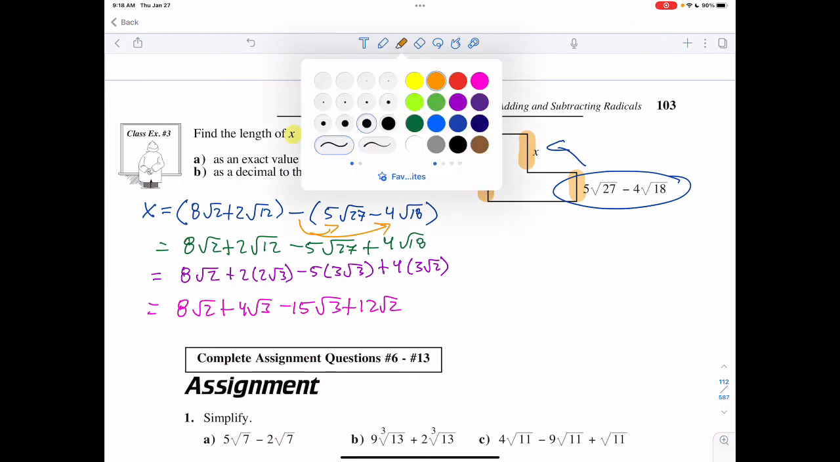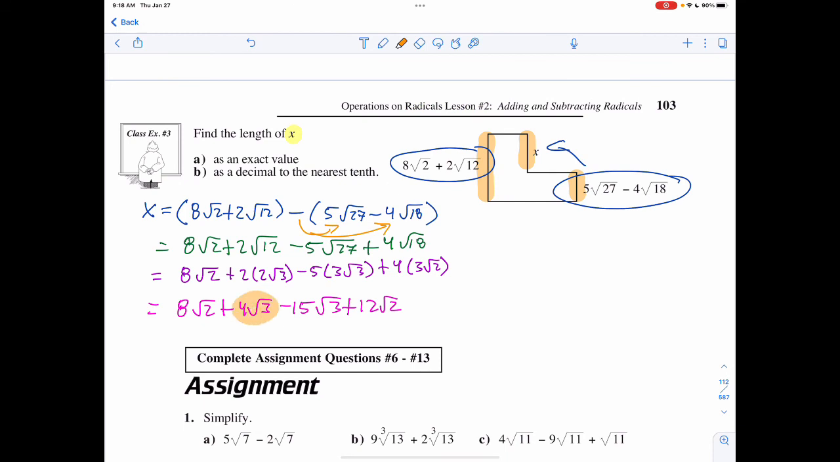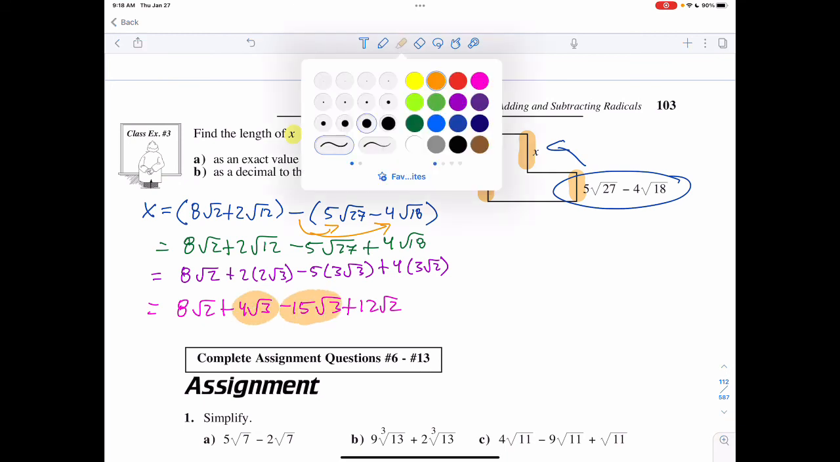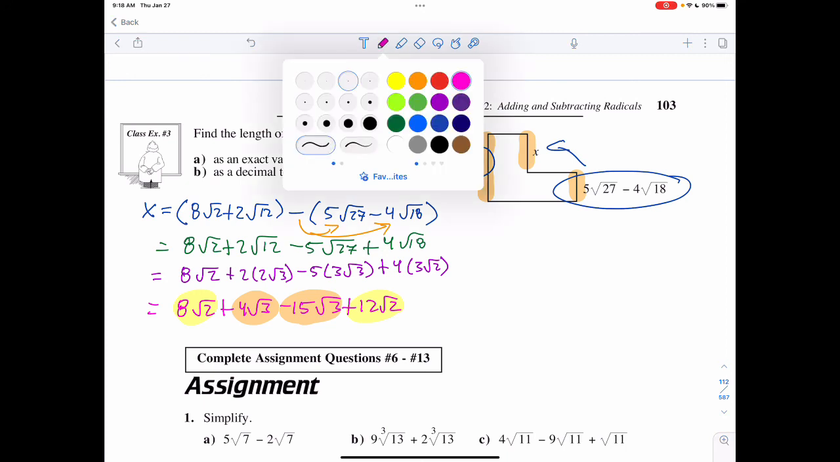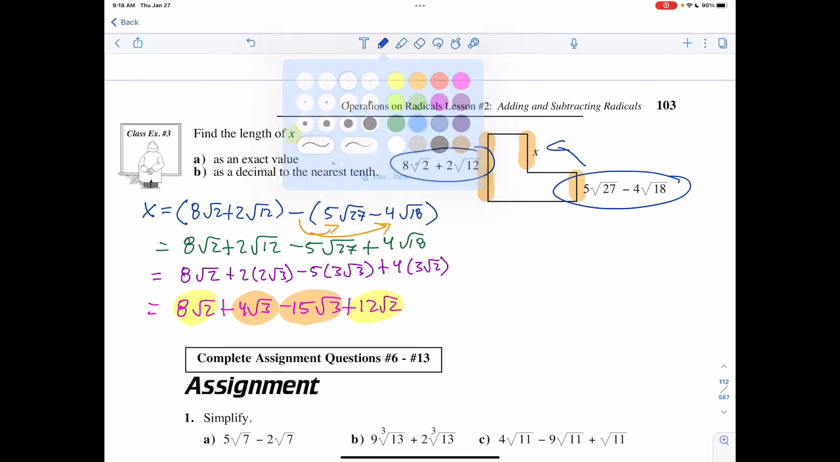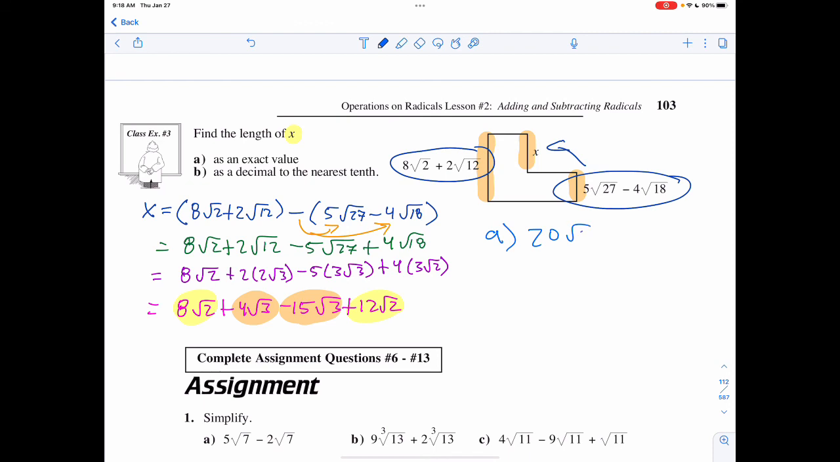And we can see that we have like terms of root 3 and root 3 and like terms of root 2 and root 2. Which means that when I combine those, I'm going to get the answer to A, which is I have 20 root 2s and I have negative 11 root 3s.